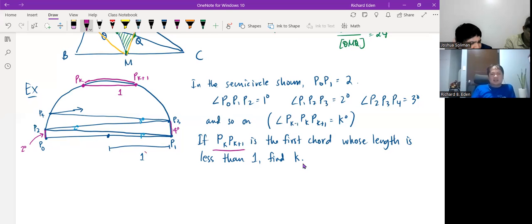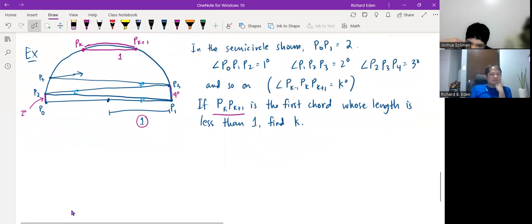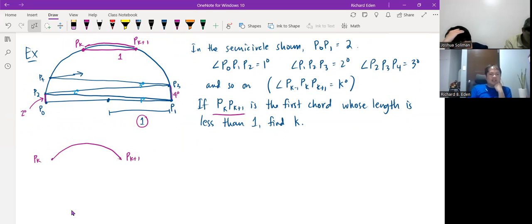Keep in mind, we could use regions. P sub k plus 1. Let's say the length of this chord is 1. Sorry, this chord. 1. Okay. The center is here. No, it's not possible, I realized.